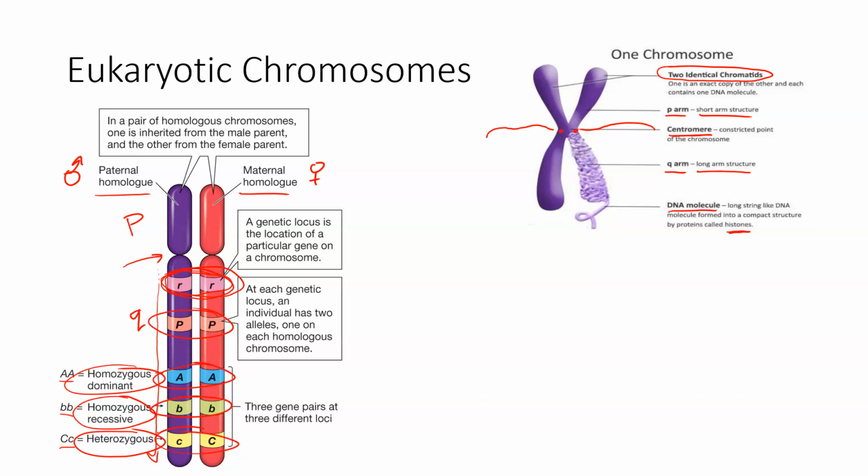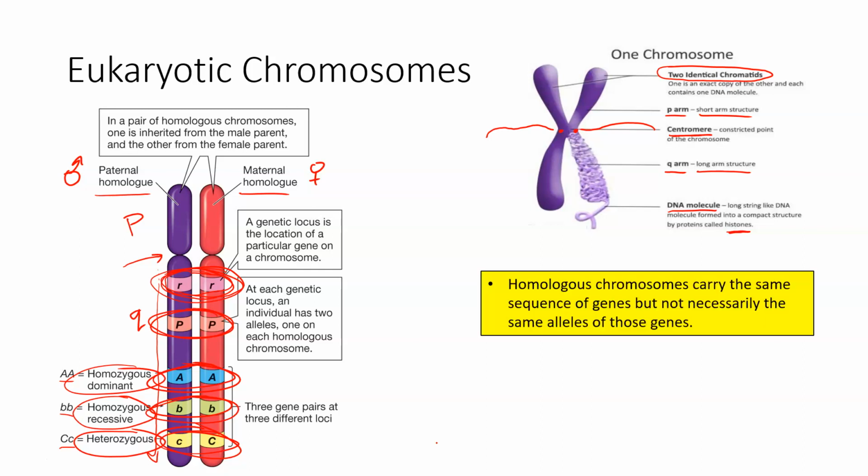Each one of those is a different set of alleles for a different gene at a different gene location. And you will see that several of them are homozygous dominant, like the P's and the A's. Two of them are homozygous recessive, like the R's and the B's, and one is heterozygous, like the C's.